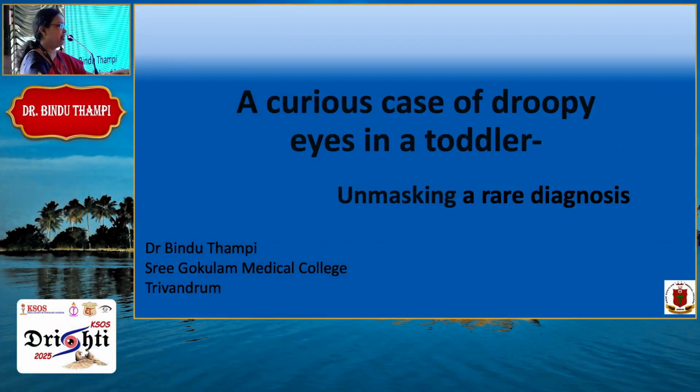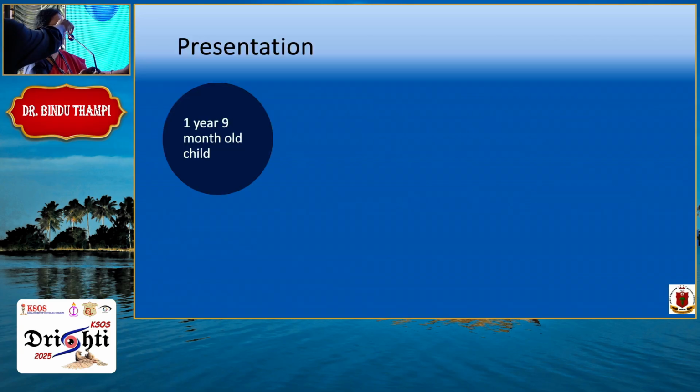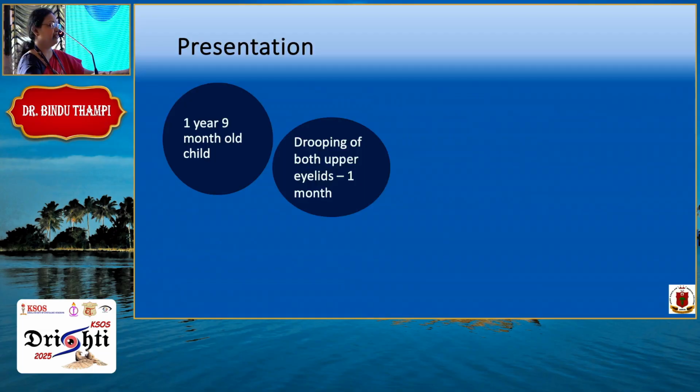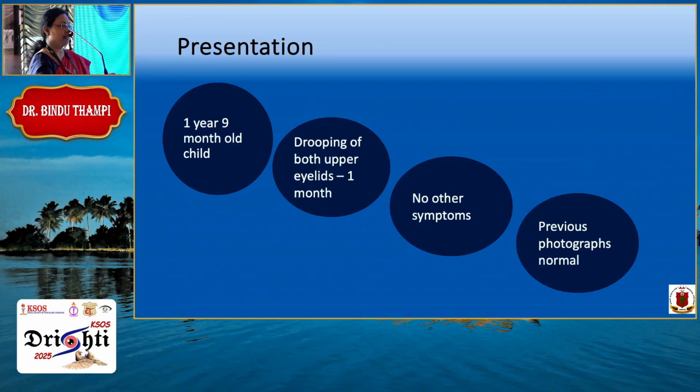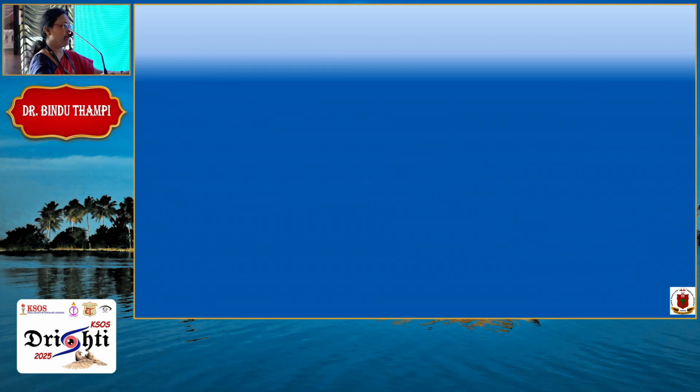Good morning, all. I will be presenting a curious case of droopy eyes in a toddler. A child, 1 year 9 months old, presented with drooping of both upper eyelids, noticed by the parents 1 month back. There were no other associated symptoms like fever, seizures, or headache. A previous photograph from around 3 months back was normal.